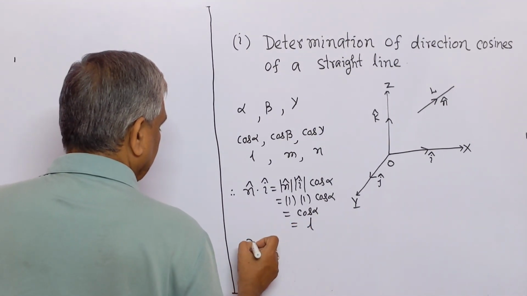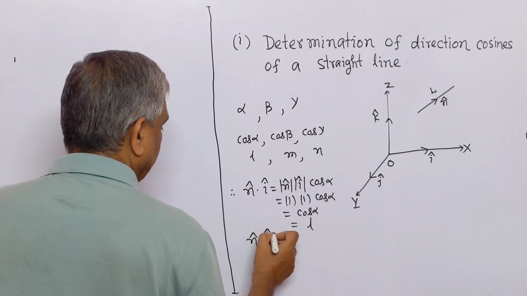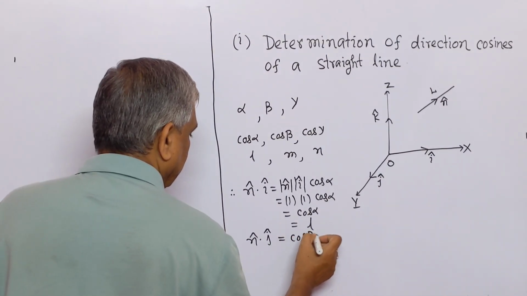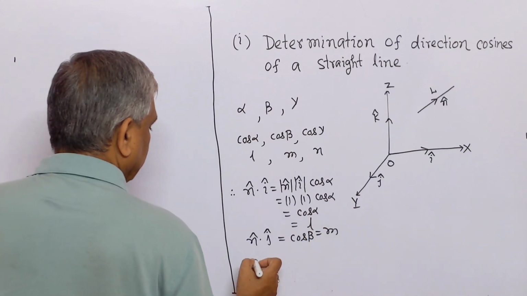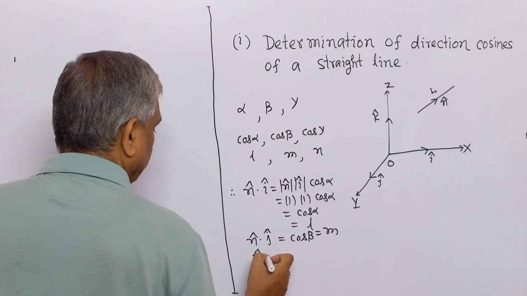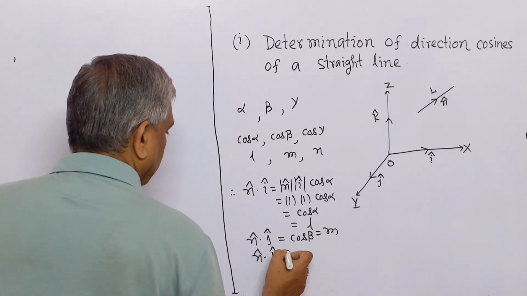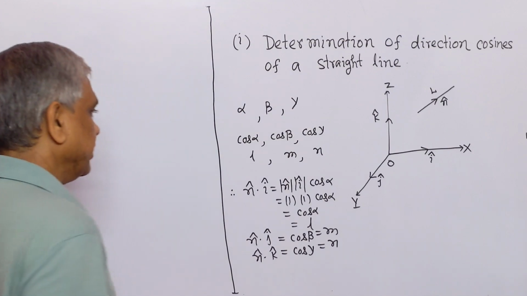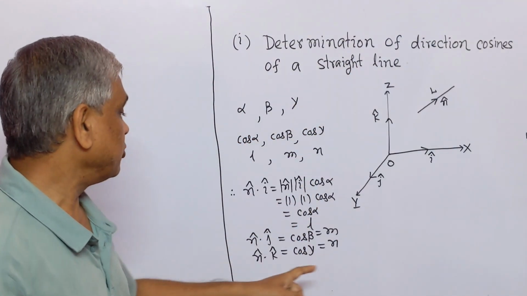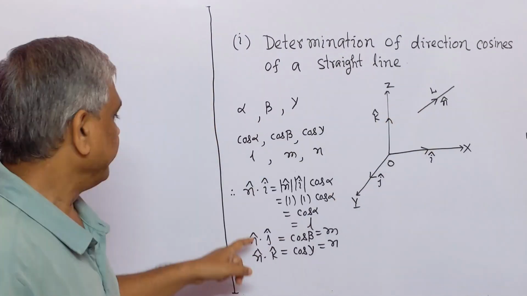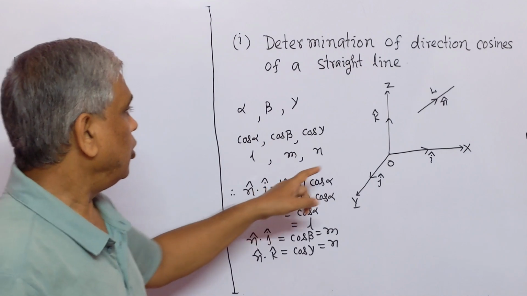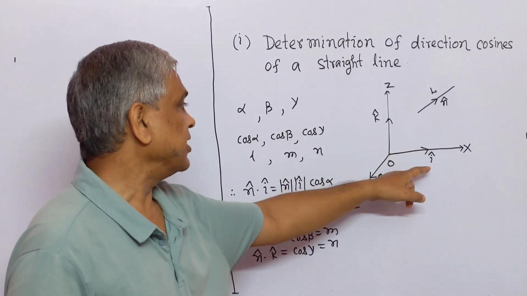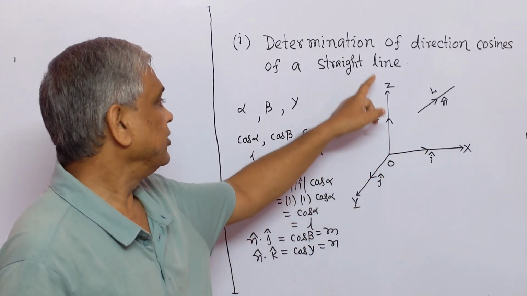Similarly, eta dot j unit vector equals cos beta, this is m, and eta unit vector dot k equals cos gamma equals n. Therefore, we may determine the direction cosines of this straight line by taking the dot product of the unit vector along this straight line with the unit vectors along x-axis, y-axis and z-axis.